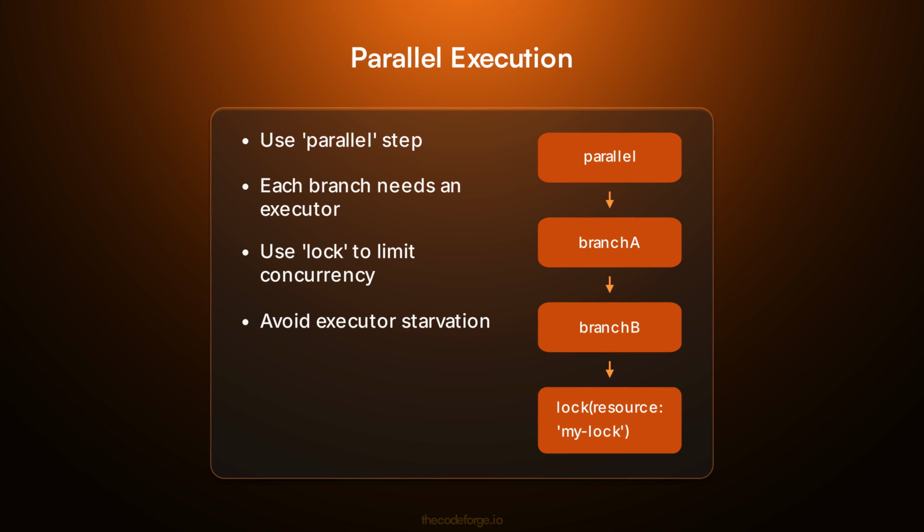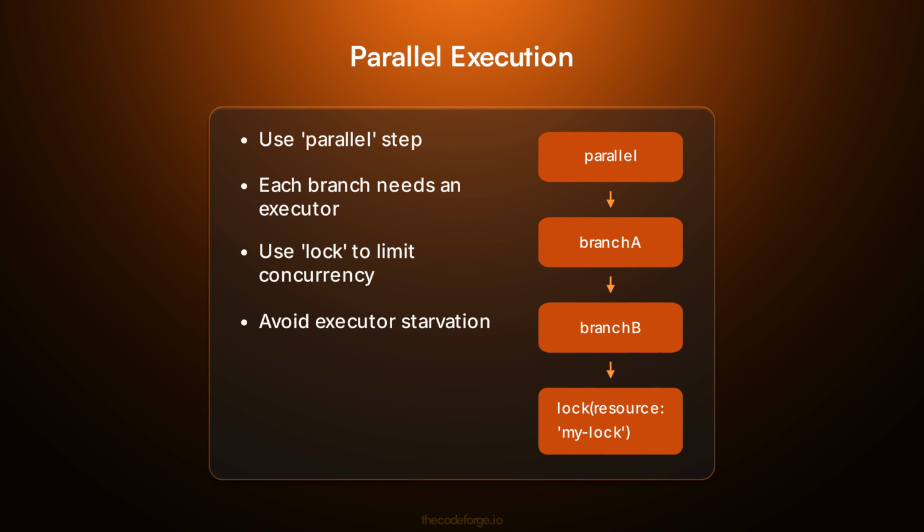Scripted Pipeline supports parallel execution with the parallel step. However, each branch runs in a separate thread and requires an executor. To avoid executor starvation, use the lock resource to limit concurrency.